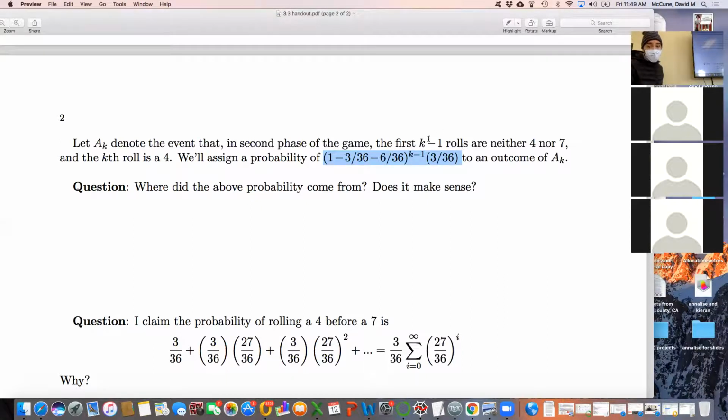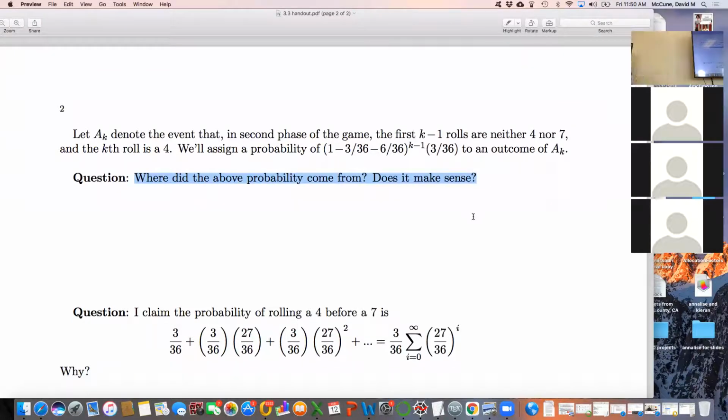So for example, if K were 1, I just roll and I get my 4 immediately. Then this term here just becomes a 1, like it's not even there, and there's my probability of getting my 4. But what if I get my 4 on my second roll? That must mean I missed a 4 and 7 on my first roll, so then I just have that 1 minus 3 minus 6 over 36 to the 1 power. There's my 1 miss. Okay, so this question here is where that came from, if it doesn't make sense. That's what I'm asking you right now, because if you understand that, then we can basically finish off the analysis. What do you guys think?